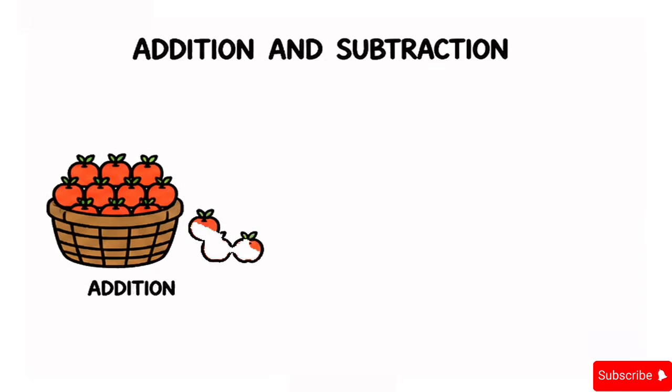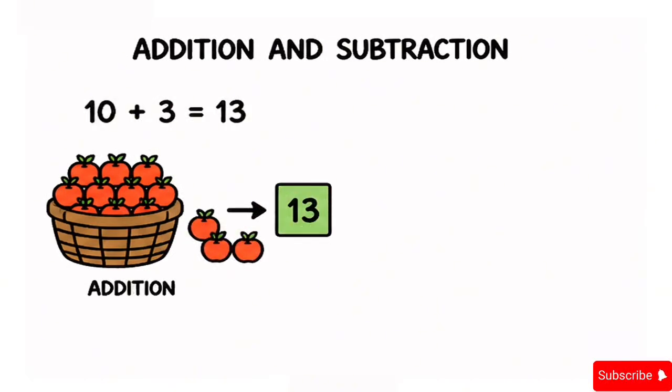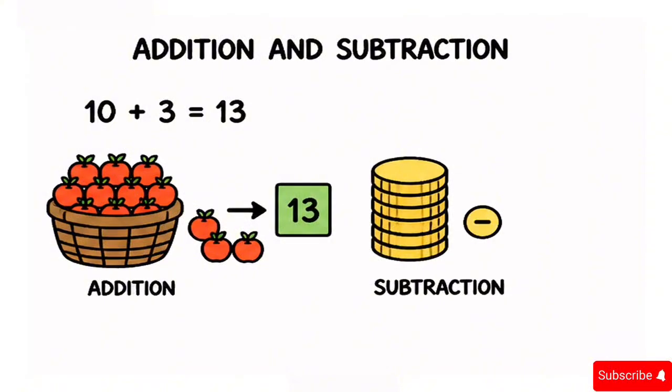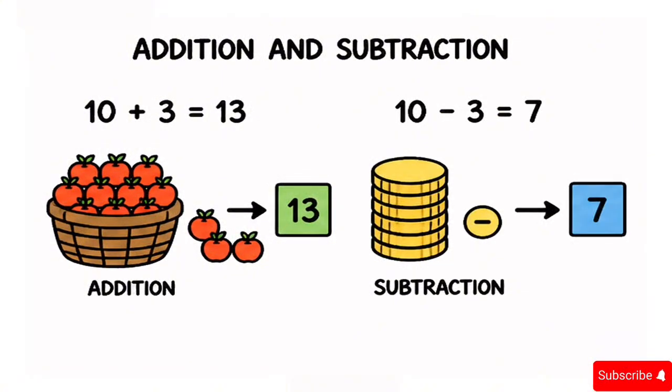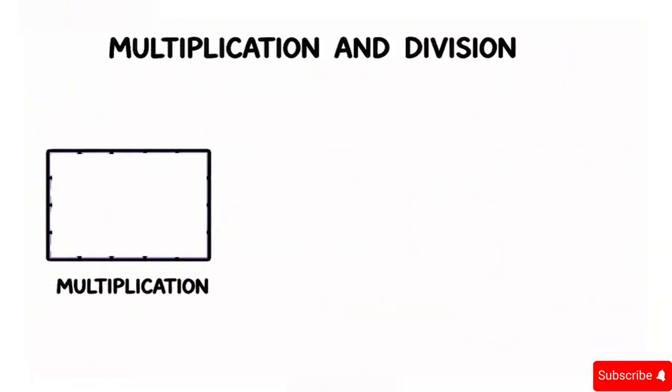Addition adds two numbers. 10 plus 3 equals 13. Subtraction takes one from another. 10 minus 3 equals 7. These two operators work just like everyday math.